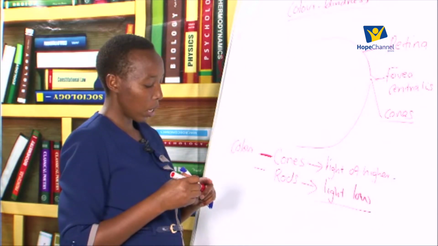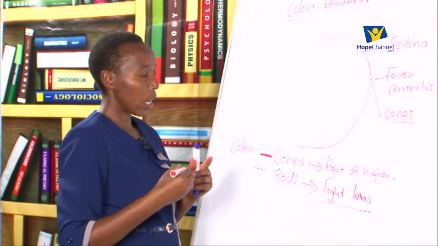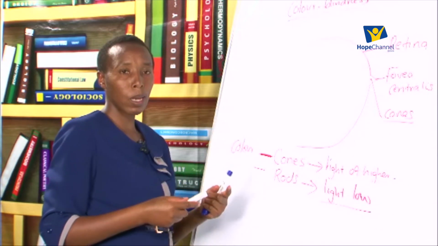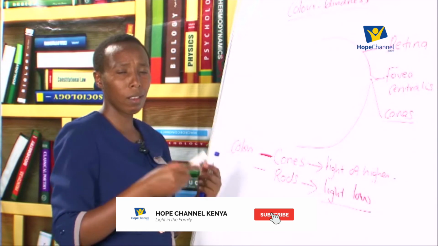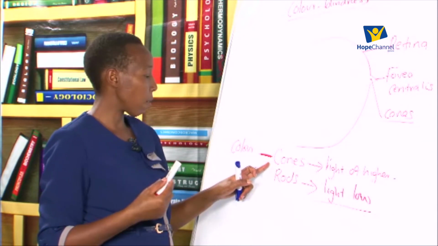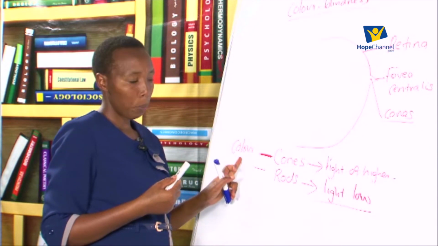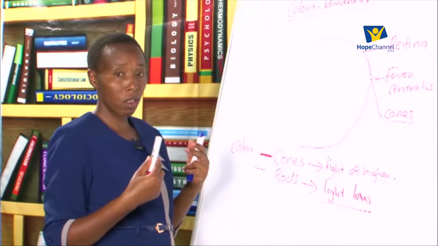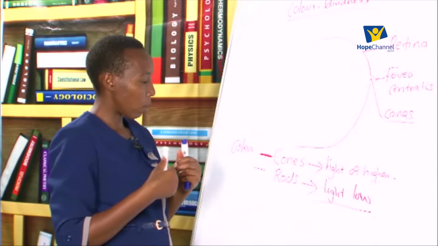What does that mean? It is the cones that are able to perceive and tell us that this is red, this is green, this is yellow, this is black. It is the role of the cones. They are able to perceive the color. But the rods do not perceive color. So you cannot use the rods to distinguish colors or to identify colors.